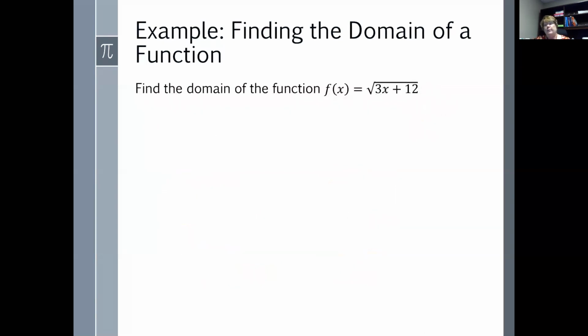All right, so what if you have a square root? I have the function f of x equals the square root of 3x plus 12. Well, I would have to exclude any values for x that would cause that radicand. Remember, the stuff underneath the square root symbol is called the radicand. So let's highlight that. That is called the radicand. If I'm in real numbers, that radicand must be non-negative.